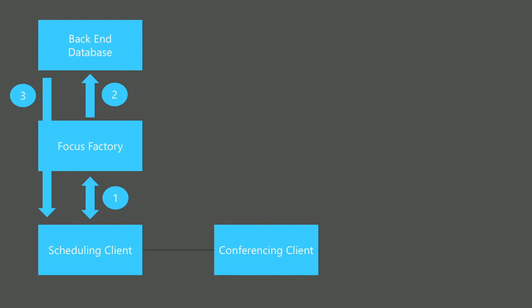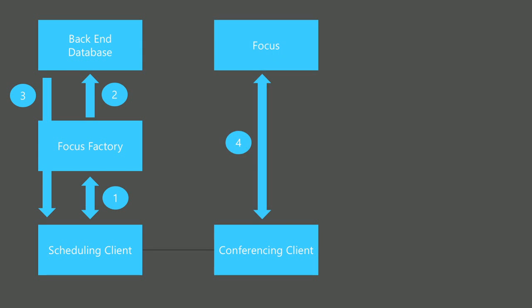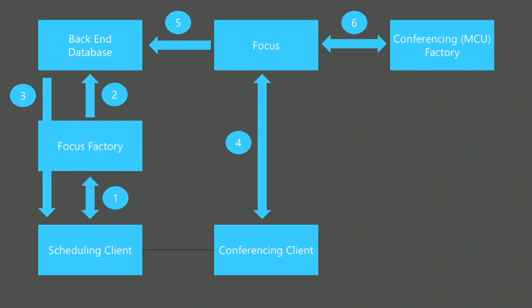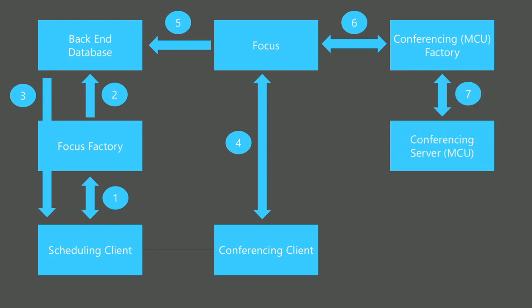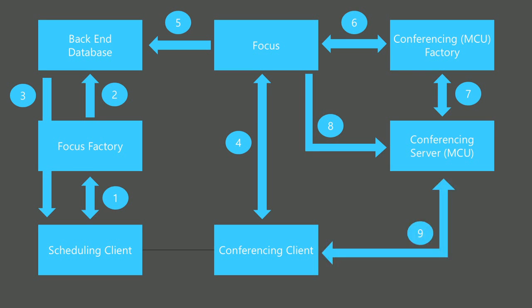Okay, so we saw the first part already. When we click on the join button, the conferencing client will talk to the focus. The focus will make sure that the user has the right to attend this meeting or start this meeting. It will then talk to the conferencing MCU factory that will in turn talk to the conferencing server MCUs and provision that meeting on those MCUs. The focus will then connect to the MCU, and after that the client connects to the different MCUs. So is that kind of clear how that works?